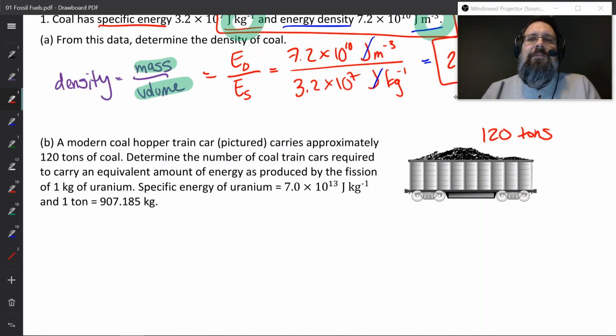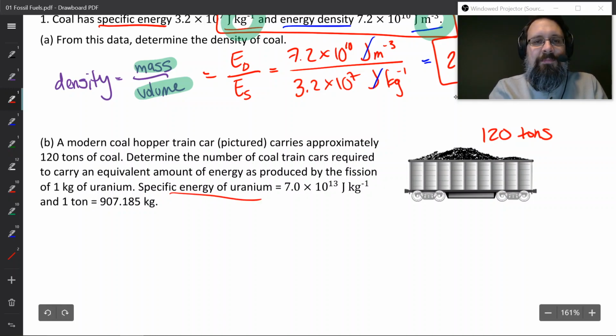What we want to do is figure out how many coal train cars would be required to carry an equivalent energy as produced by the fission of 1 kilogram of uranium. Remember back when we did nuclear physics, we calculated the amount of energy that you can get out of fissioning a kilogram of uranium. We found it was some large number, but here's what I'll give you: I'll give you the specific energy of uranium, and then I'll tell you how much 1 ton is in kilograms.